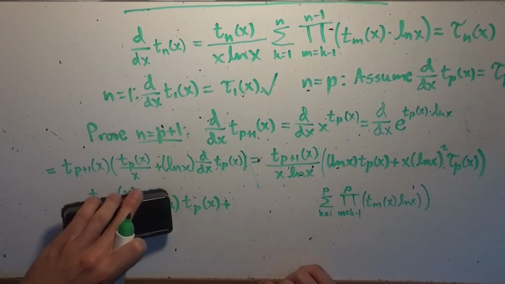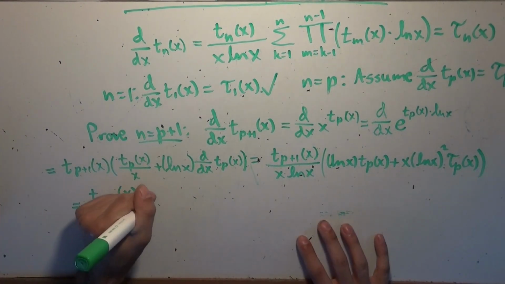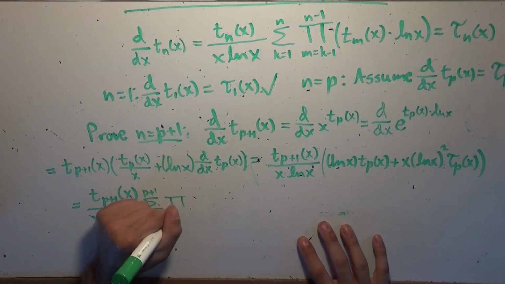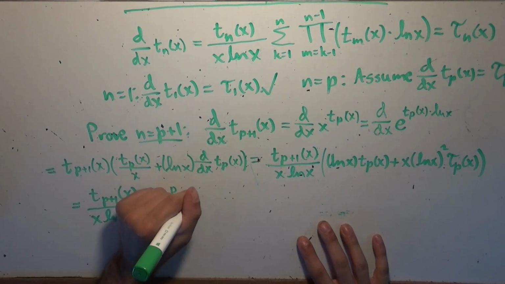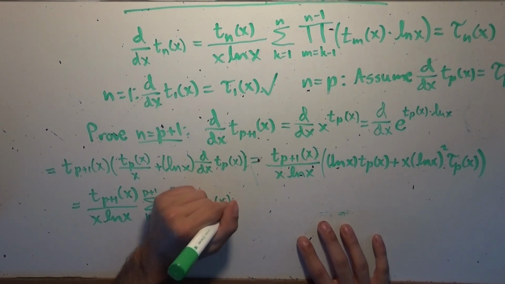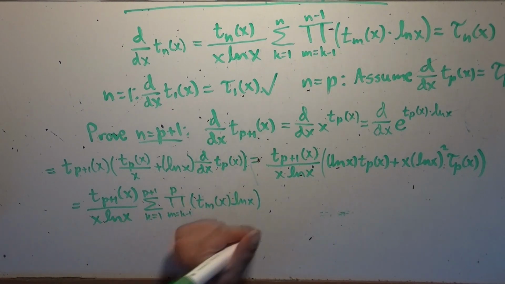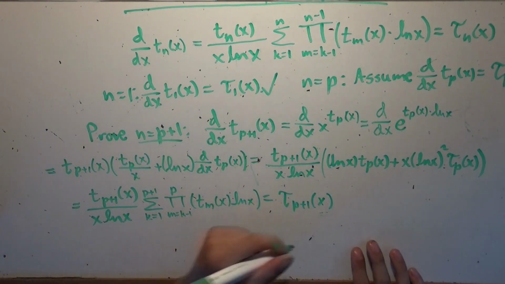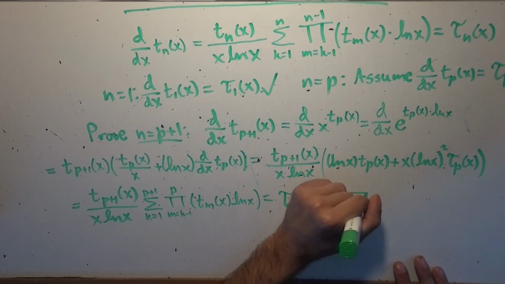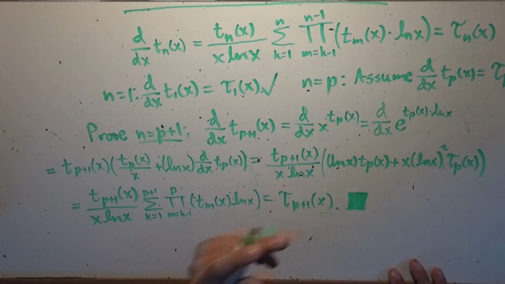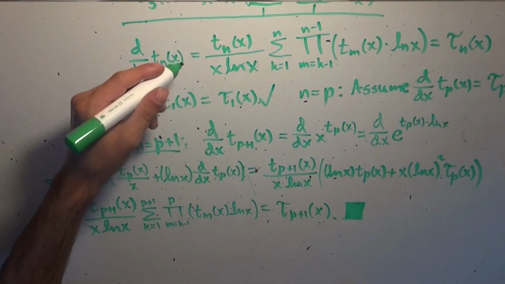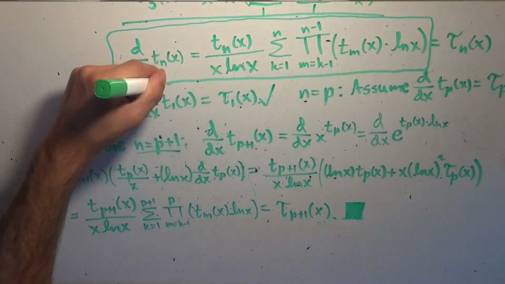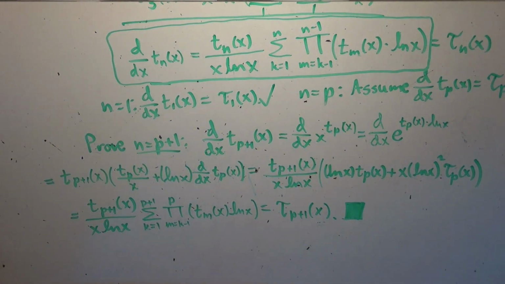So we can actually combine these all together like so. The sum from k equals 1 to p plus 1 of the product from m equals k minus 1 to p of the nth tetration of x times the logarithm of x, which is in fact tau p plus 1 of x, which proves this induction hypothesis, or proves the theorem that this is the true derivative of the nth tetration of x in its closed form for integer n.